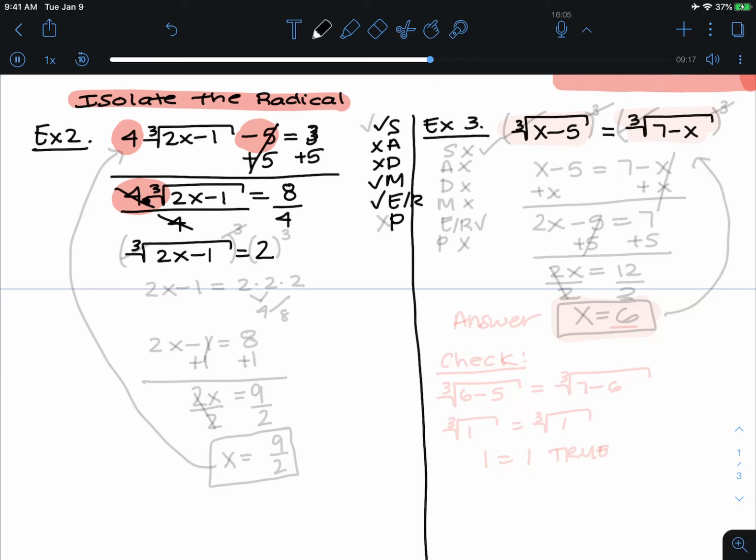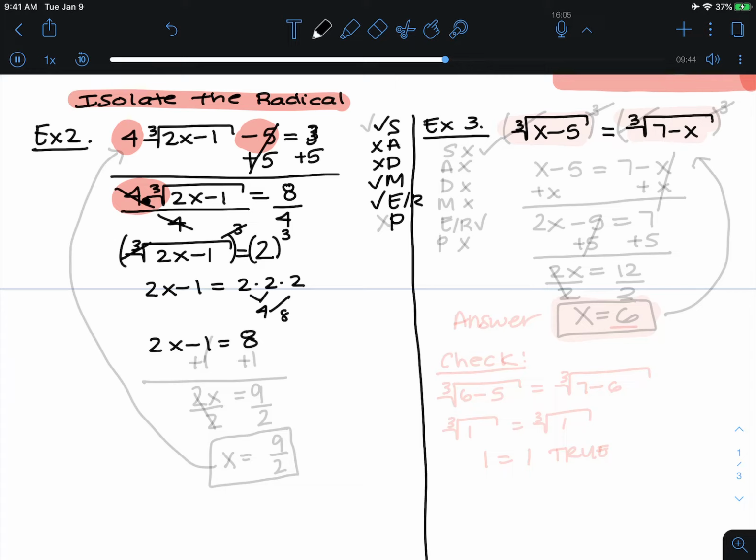Okay, once again, exponent, same thing as a radical. So do I have a radical? Yes. Well, what's the opposite of a radical? A power of 3. These cancel out. What you do to one side, you do to the other. So now you're going to be left with 2x minus 1 equals 2 to the power of 3, which is 2 times 2 times 2. Well, what's 2 times 2? 4 times 2 is 8. So 2x minus 1 equals 8.